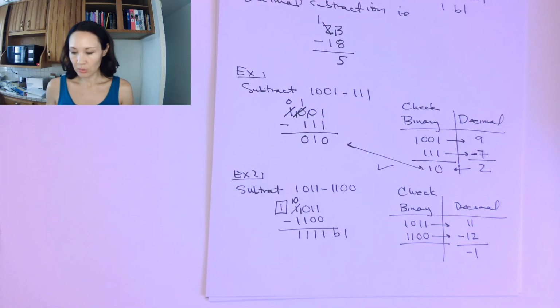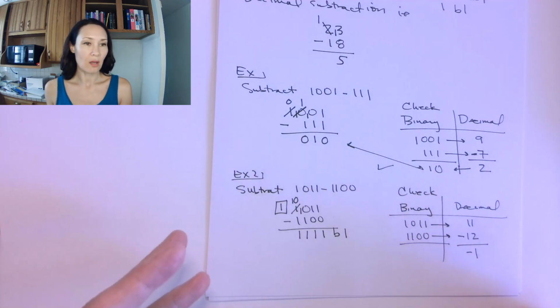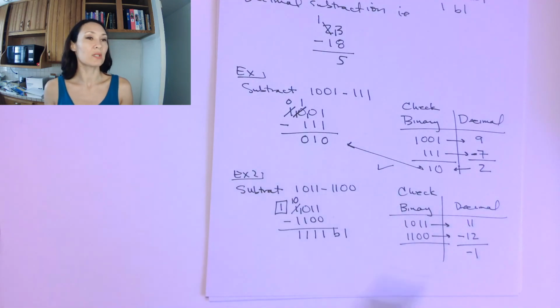And actually what we're going to talk about next is doing subtraction using complements, because if we can change any subtraction problem to an addition problem by adding a negative instead of subtracting, then we don't have to deal with this confusing borrowing situation. So we'll talk about that next.